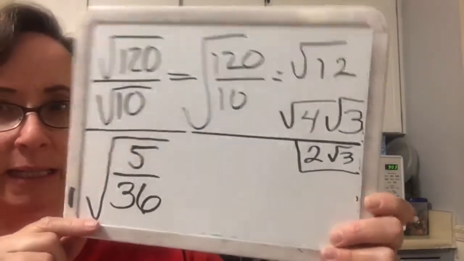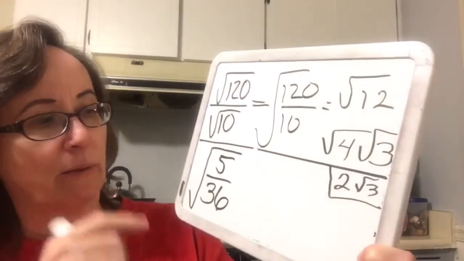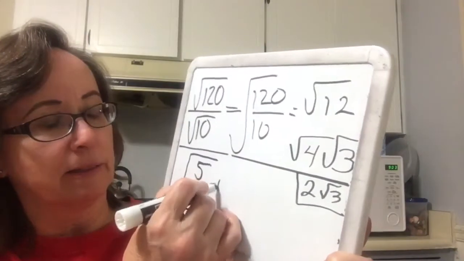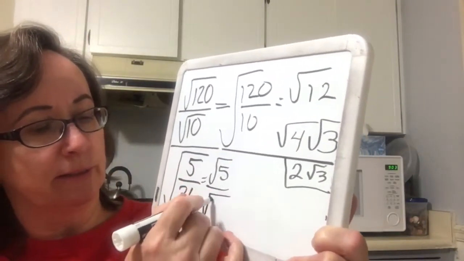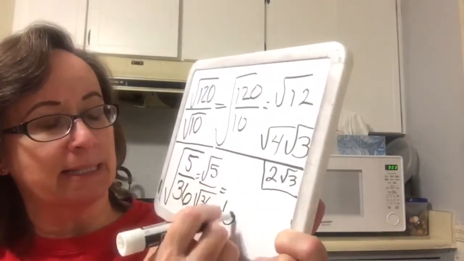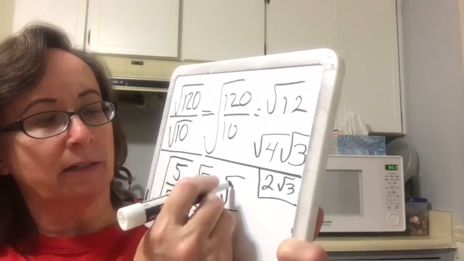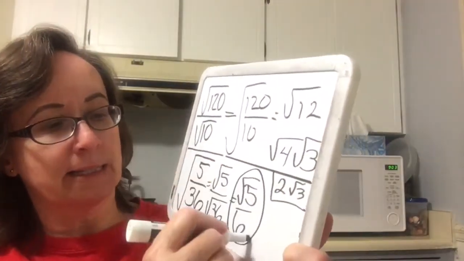Now this one, I see no benefit to keeping it together, so I'm going to split it apart. And I'm using my quotient rule the other direction. So the square root of 36 just becomes 6, and my final answer is square root of 5 over 6.